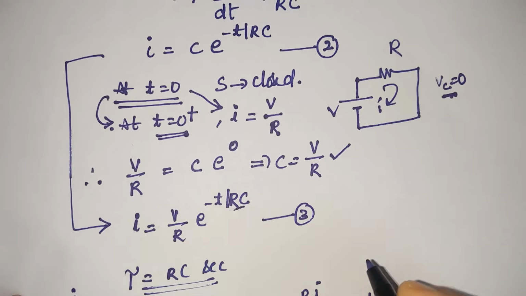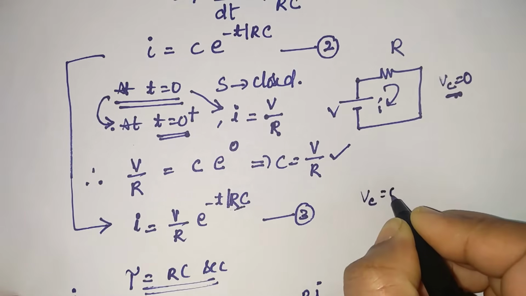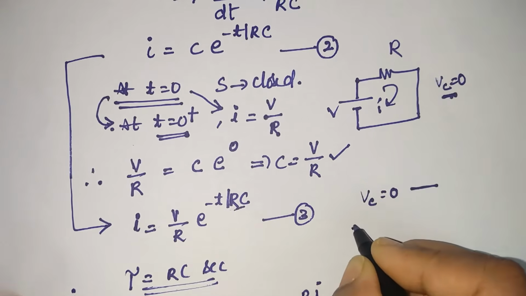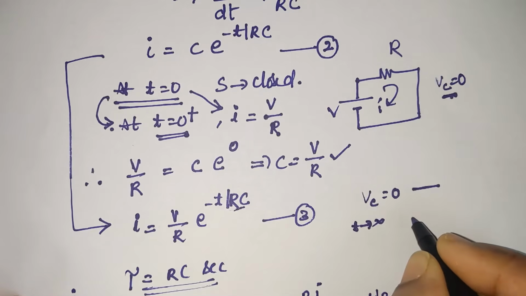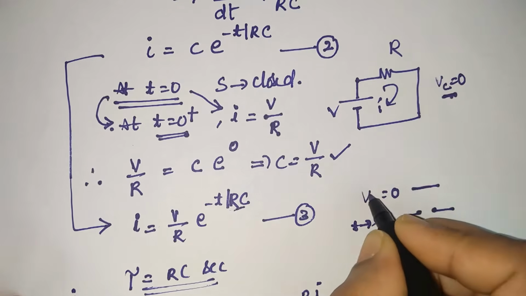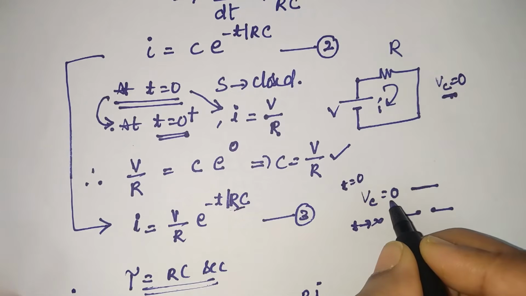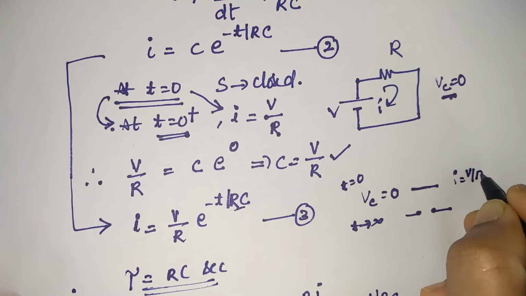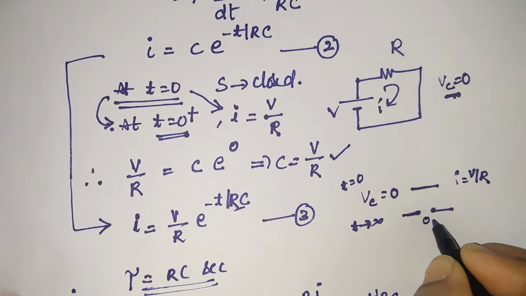As I said, initially the capacitor was uncharged, that is, the voltage across the capacitor is equal to 0, so it will behave like a short circuit. Let us assume this as t equal to 0. The voltage across the capacitor is 0, it behaves like a short circuit, and the current I is equal to V by R. Now at t tends to infinity, the capacitor behaves like an open circuit.